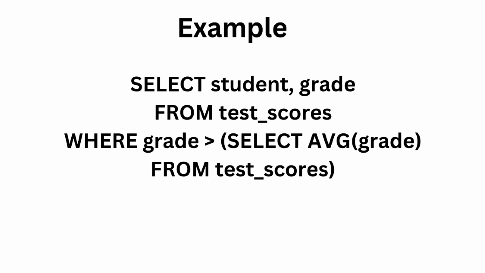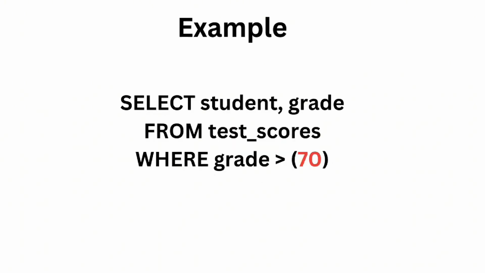We would say select student, grade from test scores where grade is greater than, and here in parentheses we have our subquery where we're going to have select average grade from test scores. So notice what we're doing here. We're first going to run the code that's inside the parentheses, the subquery, and that's going to return back the average grade across the table. Then we're going to be able to use that result in order to select students who have grades greater than the average. So recall that inside the parentheses, since this is going to be run first, this is going to yield some sort of result, such as 70.